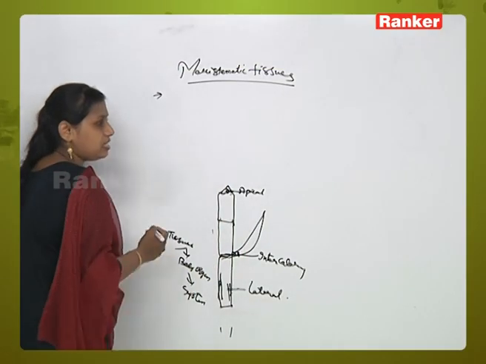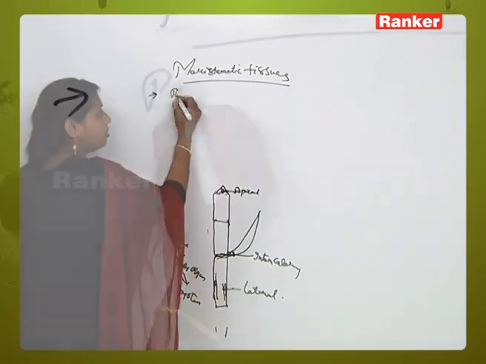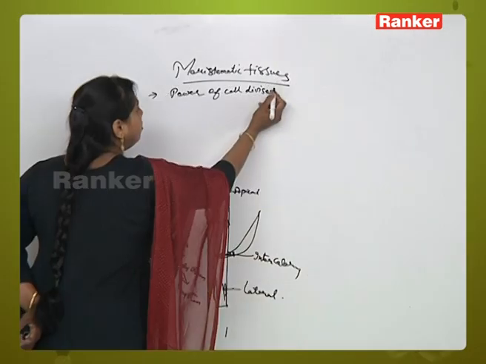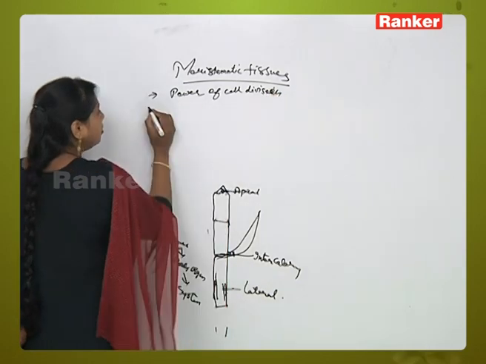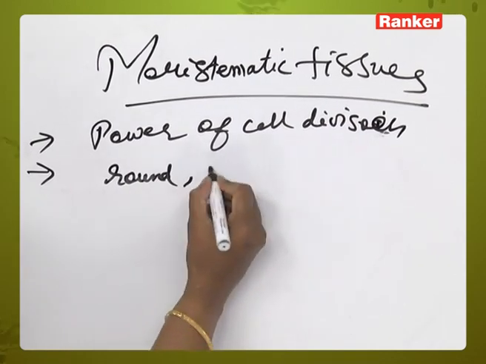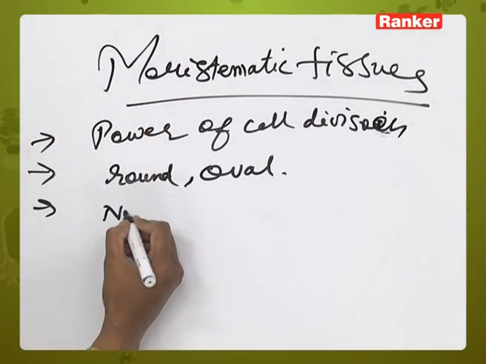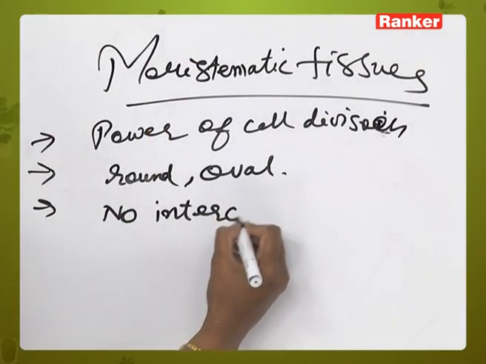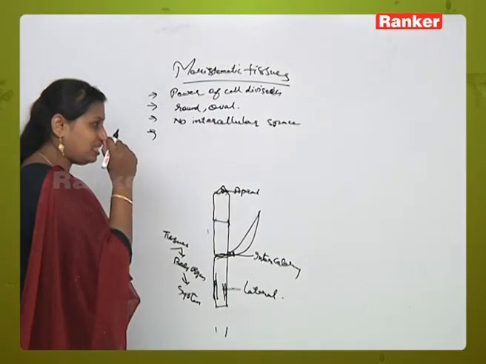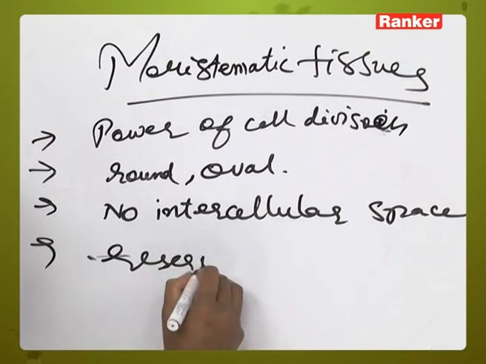What are the first basic characteristics of meristematic tissue, which we are studying? Meristematic tissues are those tissues which have the power of cell division. These cells may be round or oval in shape, and they will have few intercellular spaces, or no intercellular spaces at all. These are living cells, and they are helpful in the storing of reserve food material.